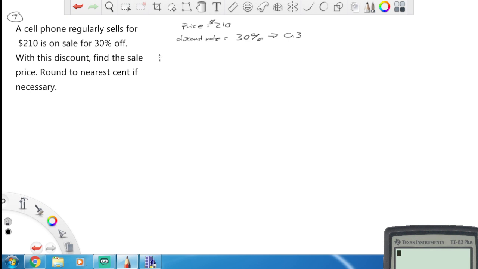We want to know our sales price. We just don't know what it is. And again, I'm just pulling information out of this. When it comes to discount, I actually like how Eli suggested to do it, but I'll do it both ways, whatever you're more comfortable with. So we're going to take 210 and multiply that by 0.3, and this is going to give us how much we save.